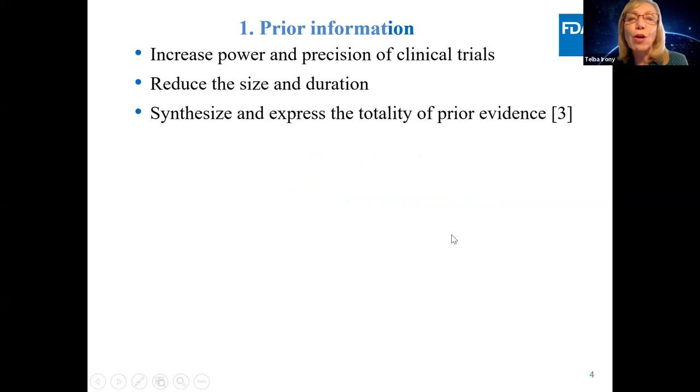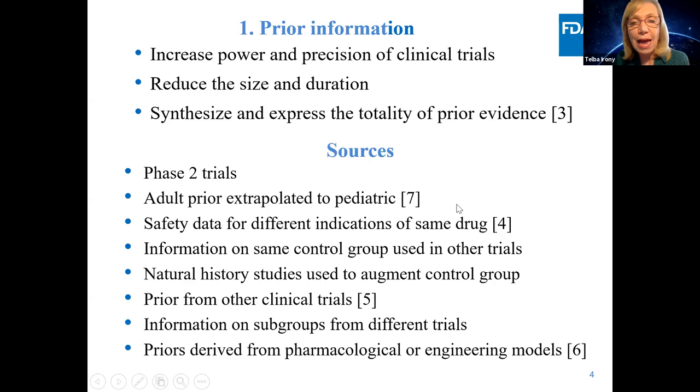So first, I'm going to talk about prior information in the regulatory setting, which is very good to increase the power and the precision of clinical trials. It usually reduces the size and duration of the trials and is used to synthesize and express the totality of prior evidence. And in the regulatory setting, the common sources of prior information are phase two trials used to power phase three trials, adult prior extrapolated to pediatric, as Amy just referred to. We use safety data for different indications of the same drug. We use information on the same control group used in other trials. We use natural history studies to augment control groups. We can use prior information from other clinical trials, and information on subgroups from different trials.